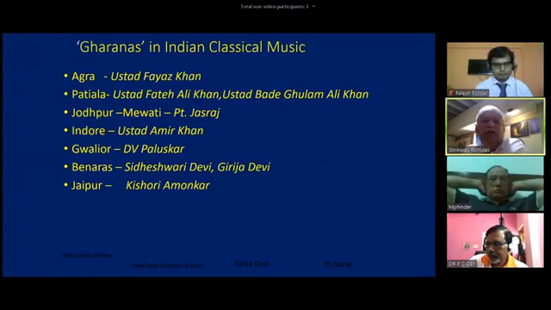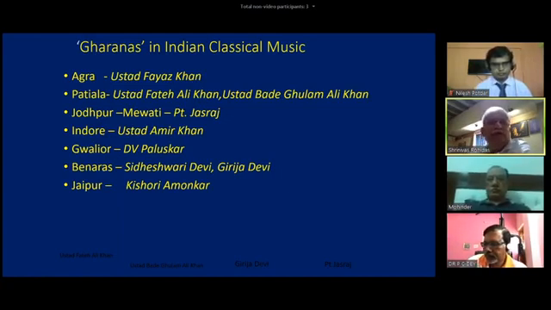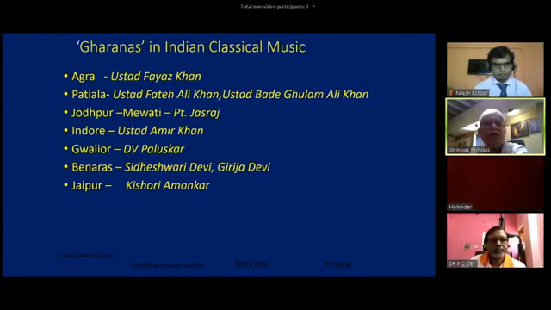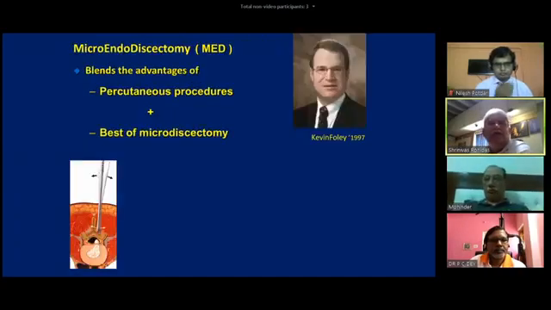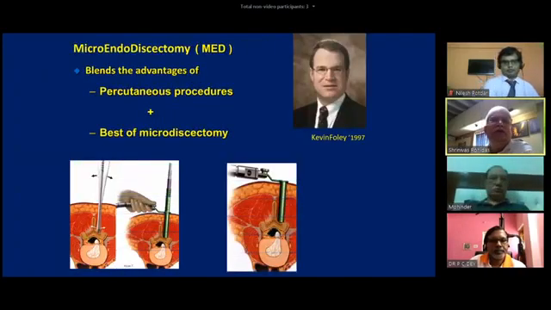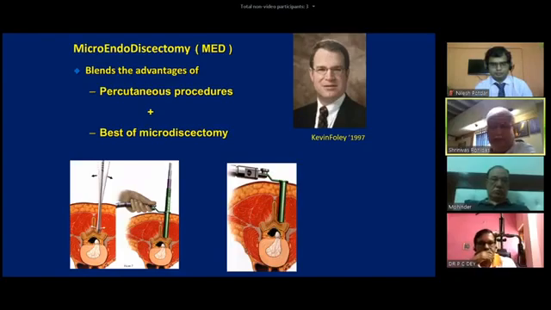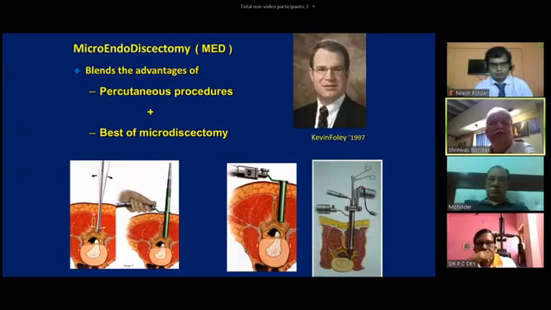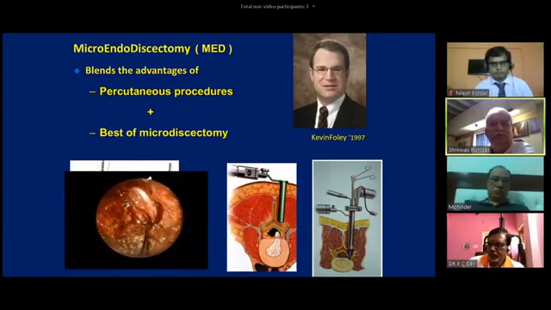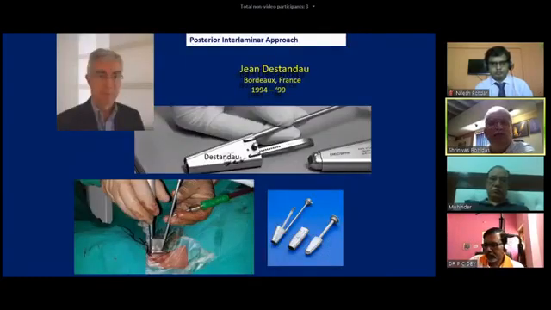If we talk about endoscopic spine surgery, like the gharanas in the Indian classical music system, we have various gharanas in endoscopy also, like Ustad Fayaz Khan in music, the Agra Gharana, the Indore Gharana, the Gwalior Gharana. We can have one, the microendoscopic discectomy, MED, by Dr. Foley. He used a fixed tubular retractor.